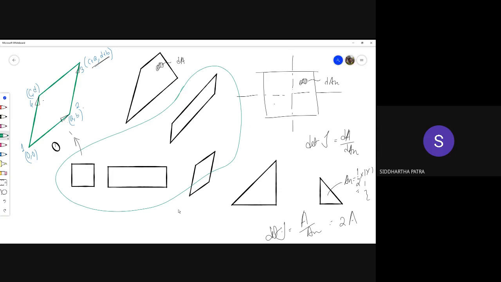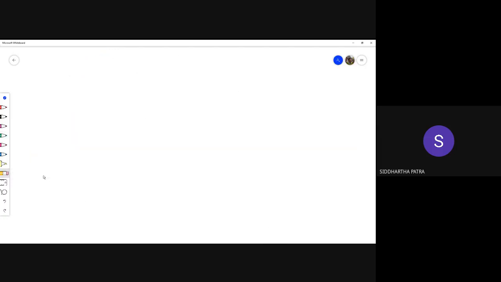Anyways, so the point is the Jacobian is not a constant in general like the CST element, but for some special cases it can be constant. Now I'll again erase everything from here.